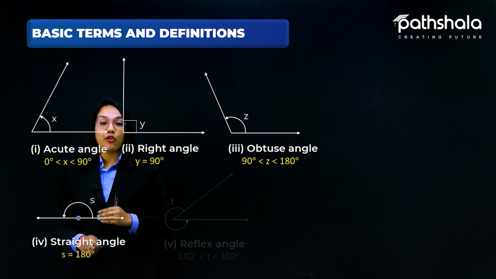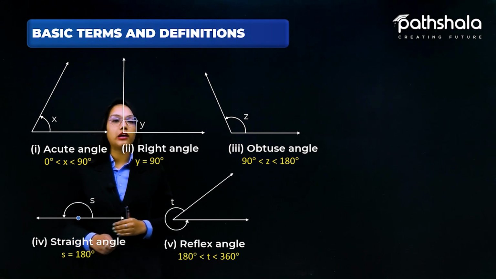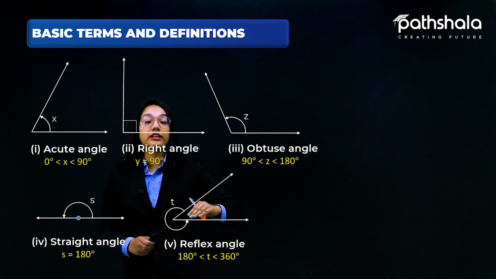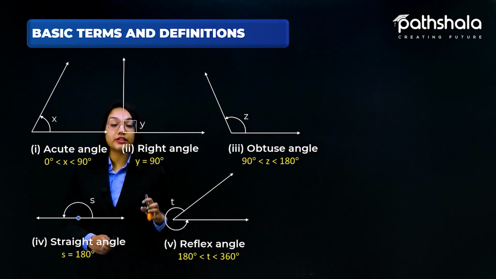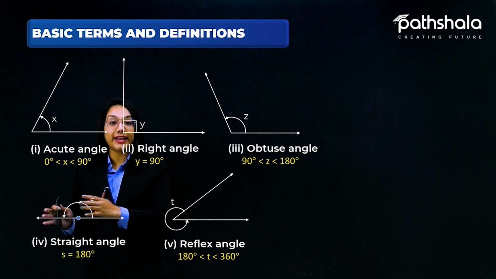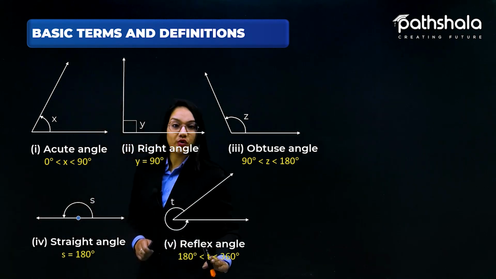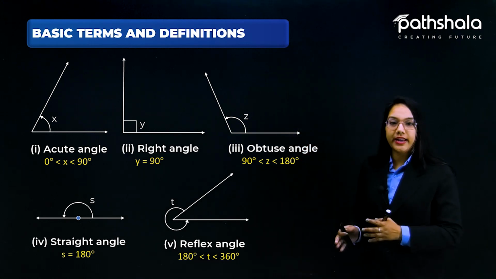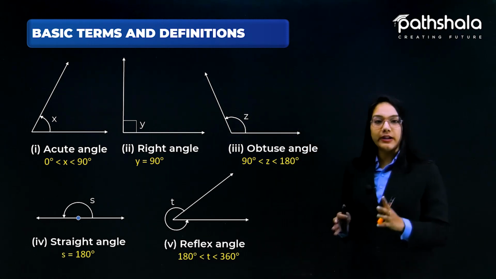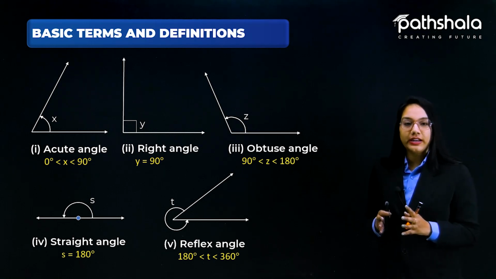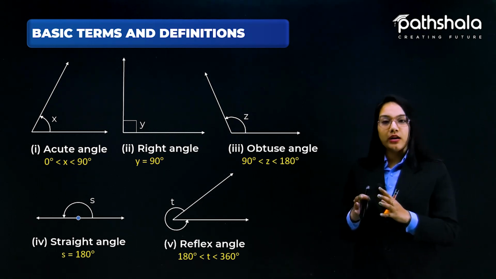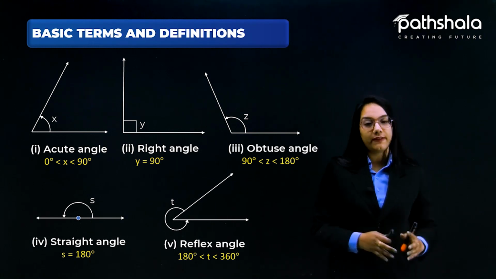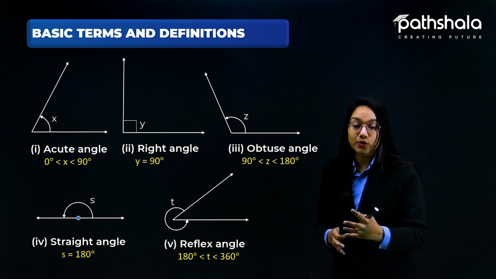Now further, you can see such an angle of the form angle T, and this angle is called the reflex angle, such that its measure is lying in between 180 and 360. So you can see over here, this is a reflex angle whose measure lies in between 180 and 360. So these are the different kinds of angles we have already dealt with: acute angle, right angle, obtuse angle, straight angle, and reflex angle. These are the different types of angles we already know.